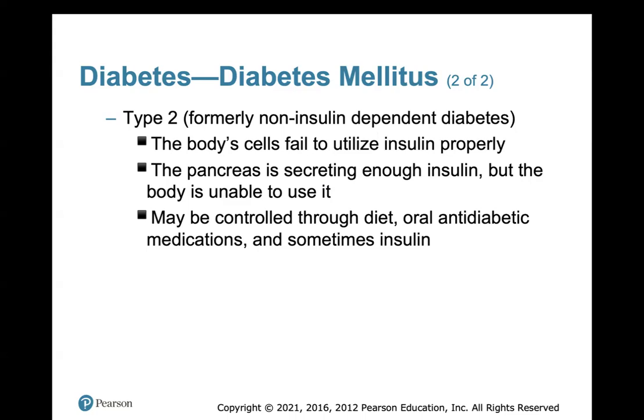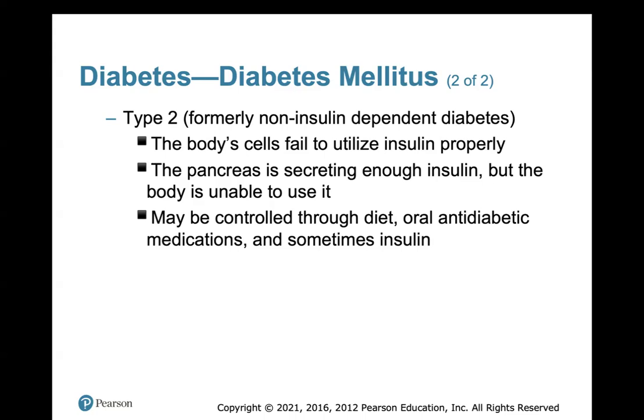Then you have your type 2 diabetics. Type 2 was formerly referred to as non-insulin dependent diabetics. This isn't really a term used anymore because there are type 2 diabetics who take insulin now. Type 2 diabetics, the body cells are failing to utilize the insulin properly. So this is what I was talking about earlier, where the body's secreting enough insulin, but the body's unable to use it. It's become resistant to it.